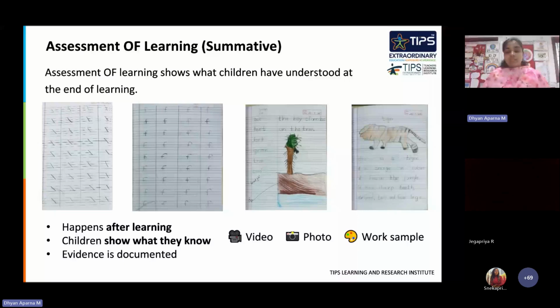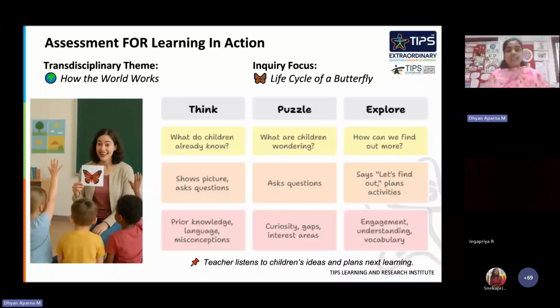Now let's jump into the heart of the session where I will be sharing a strategy with you. Here, I want you to remember one thing. Nothing here is extra work. This is what we already do, but now we are doing it intentionally.